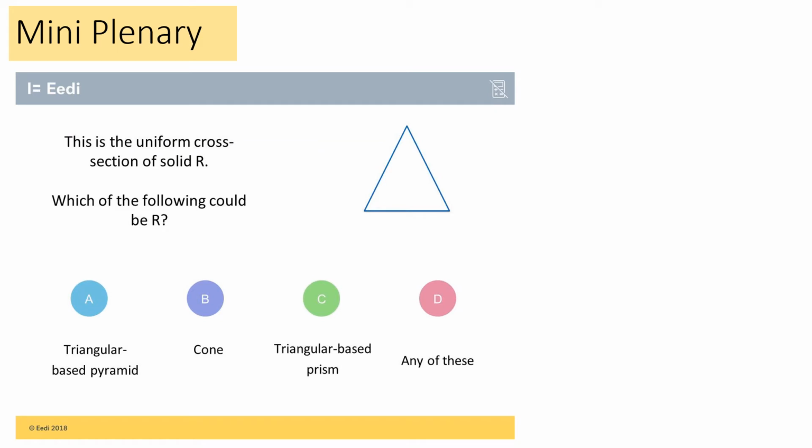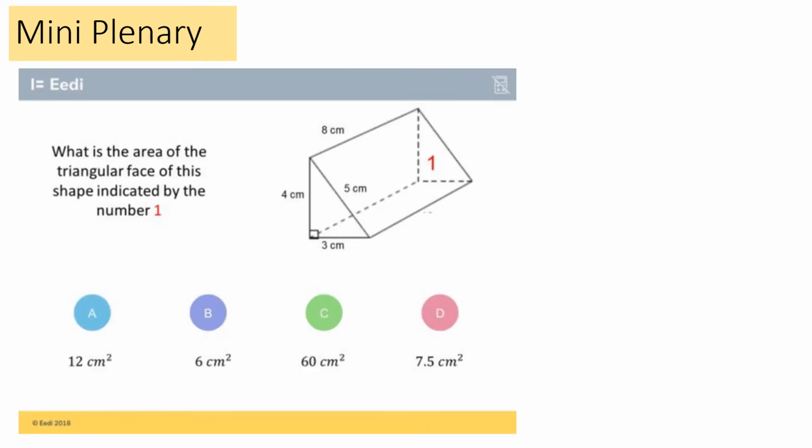Okay, you will now have a few multiple choice questions to complete to check your understanding. So read the questions very carefully and select the correct answer. Okay, you should have gotten C. It is a triangular base prism. Okay, now read the question carefully and select the answer. You should have gotten B. 4 times 3 divided by 2 is 6 centimeters squared.